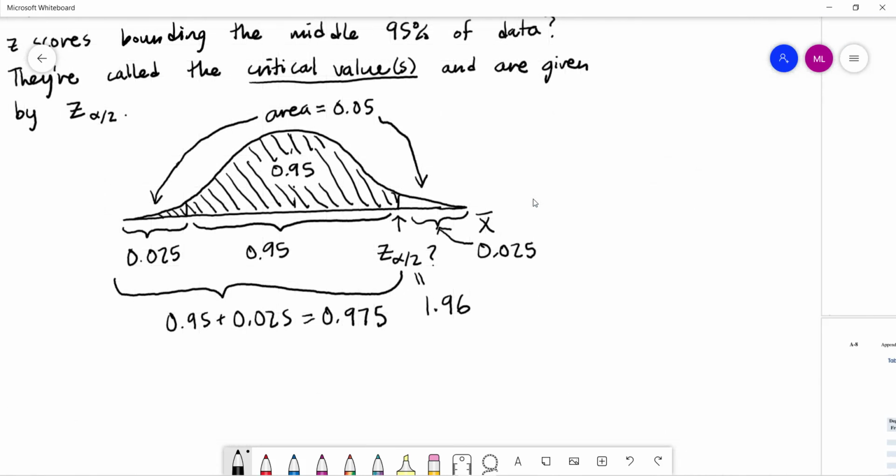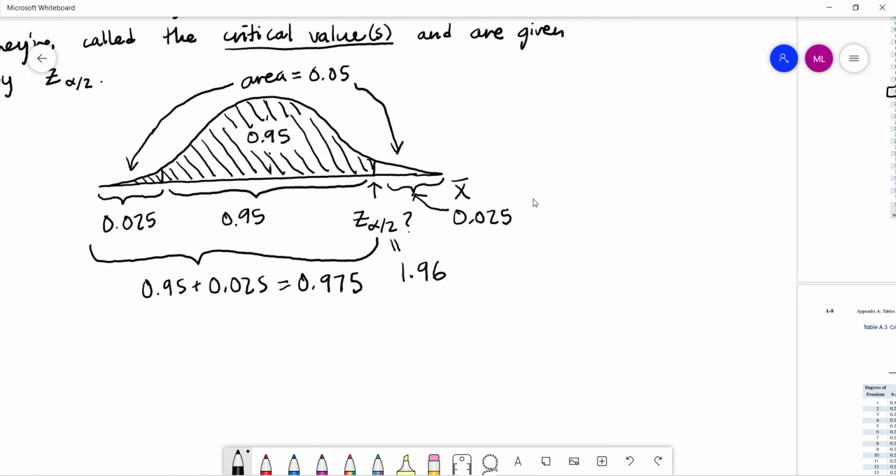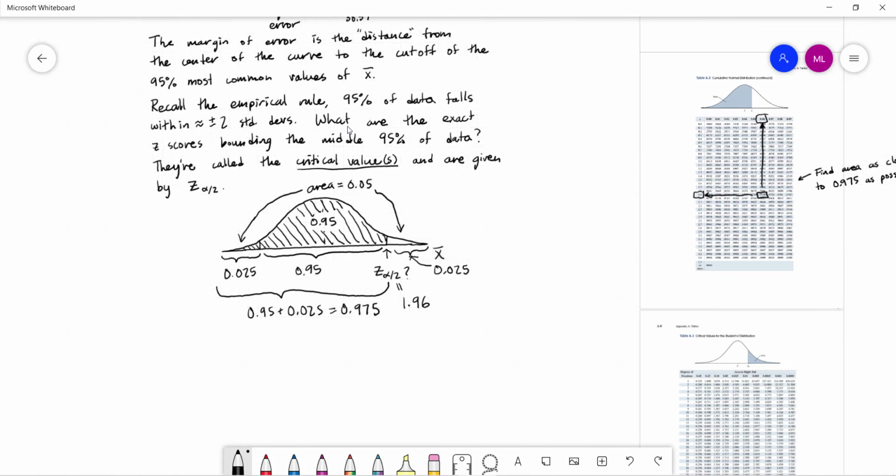Now that we've found this number, it turns out whenever you're dealing with a confidence interval of 95%, you're always going to have this exact same picture. We're always going to be interested in the middle 95% of our normal distribution. And this z-score that cuts off that boundary is always going to be 1.96.